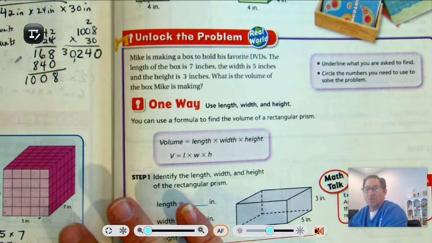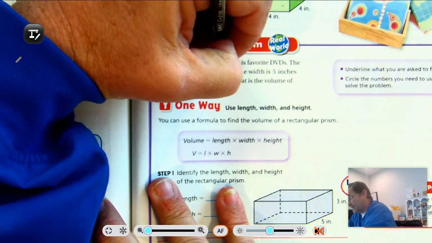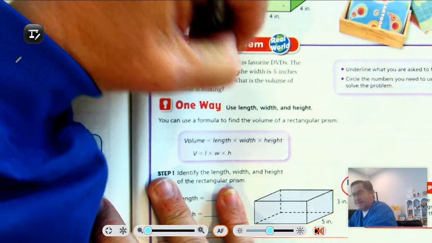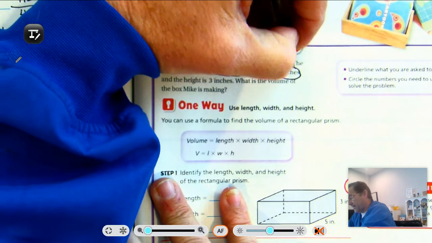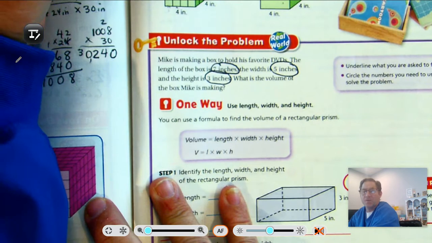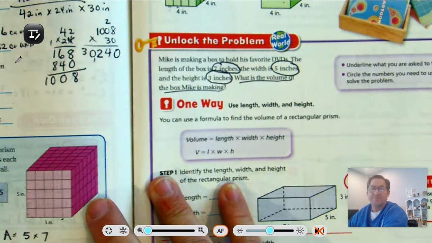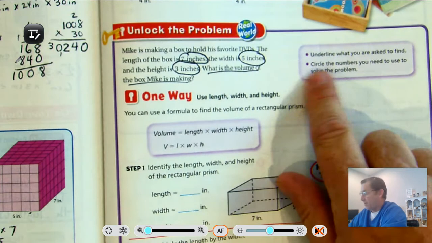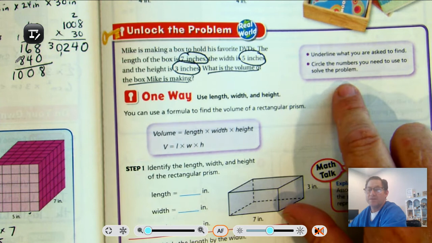Mike is making a box to hold his favorite DVDs. The length of the box is 7 inches, the width is 5 inches, and the height is 3 inches. What is the volume of the box Mike is making? Remember, underline what we're asked to find. We have to find the volume, and circle the numbers we need.